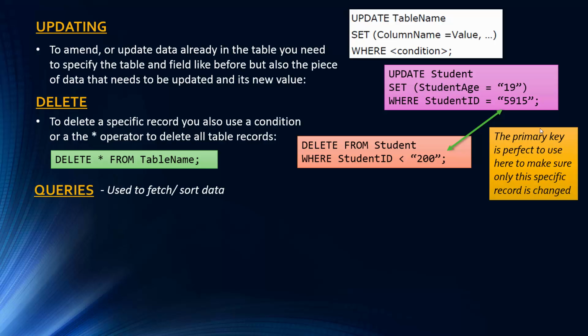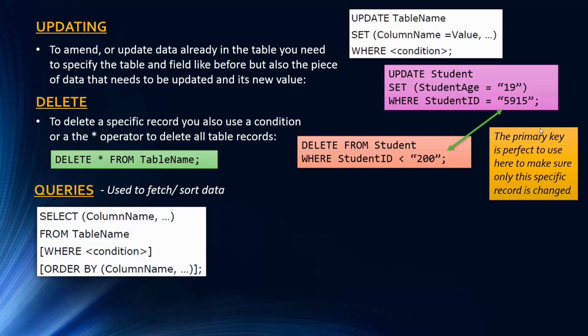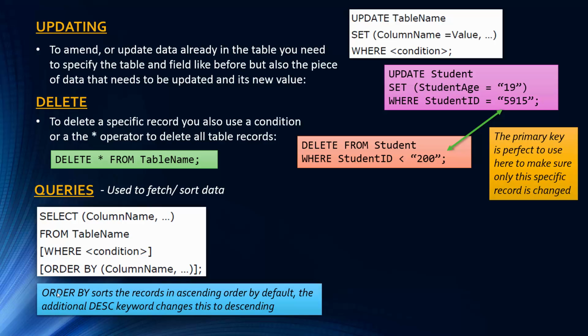Okay, so the final type of statement to look at is a query, and as we kind of said, this is used to fetch and sort data. This is our generic template. Again, let's look at a proper example. Firstly, we've got an extra line here that we haven't had before, and this is ORDER BY. These two keywords sort the records in ascending order by default in SQL, but if you want to change this to descending, then you just add DESC to the end of it.